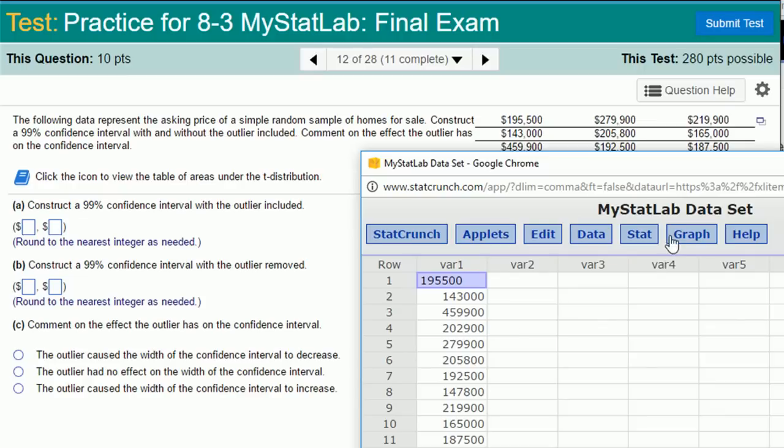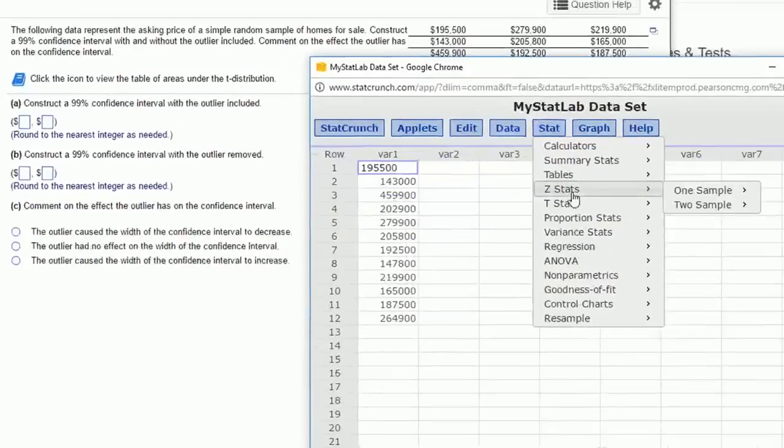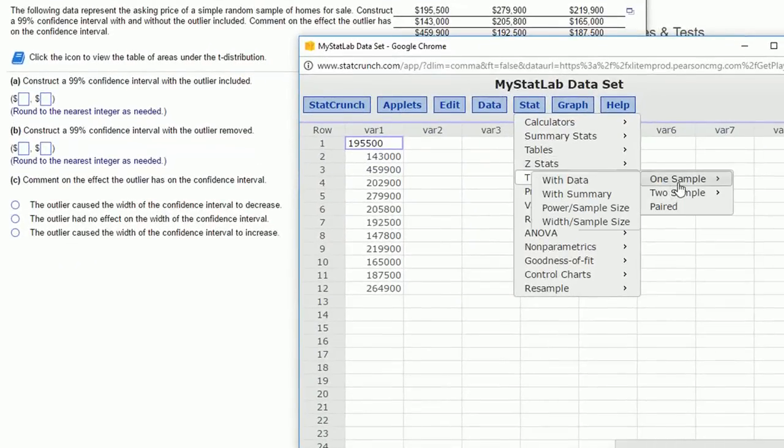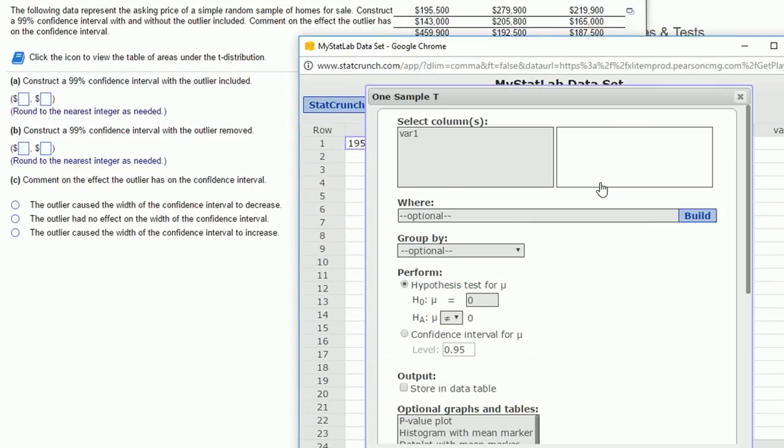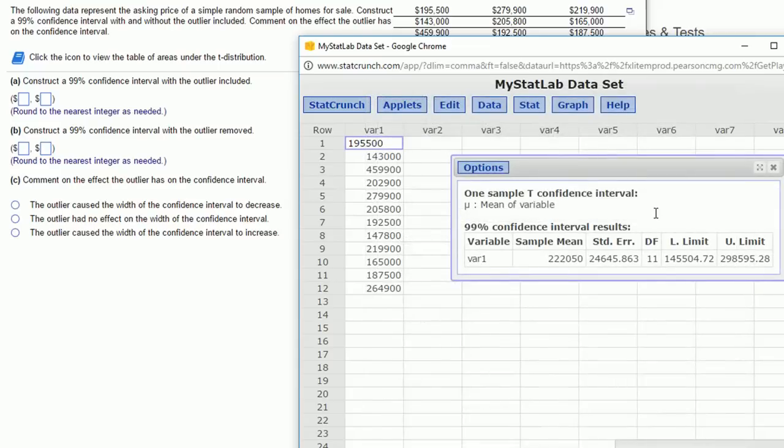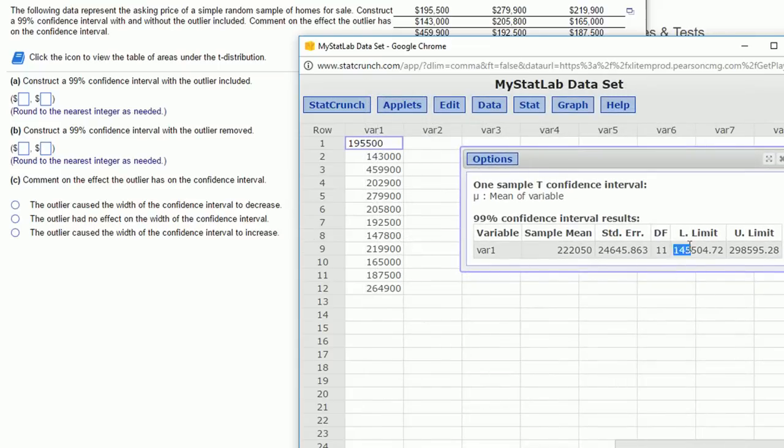So I'm going to go to Stat. I'm doing a t-stat here, a one sample t-stat with data, because I have all the numbers. I select my column, I select confidence interval, and my level of confidence is 99%. Click compute, and I have my lower and upper bounds. Let's just copy. It wants the nearest integer, so I'm going to be rounding things up.